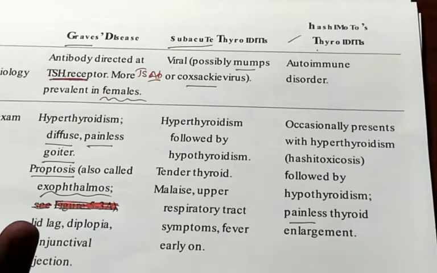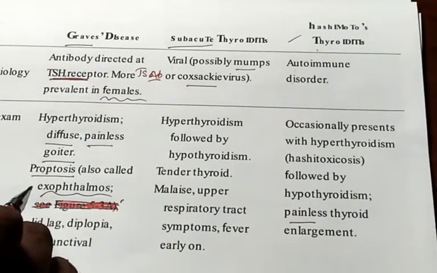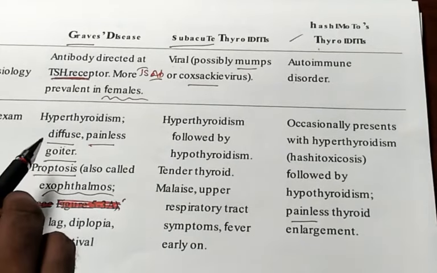exophthalmos. Always, what is the important rule about the Graves' disease?